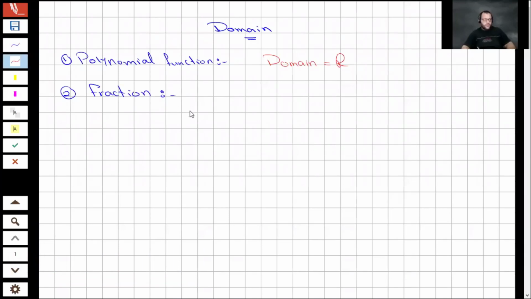What about the fraction? If the function is written as a fraction, the domain will be R except the set of zeros of the denominator.